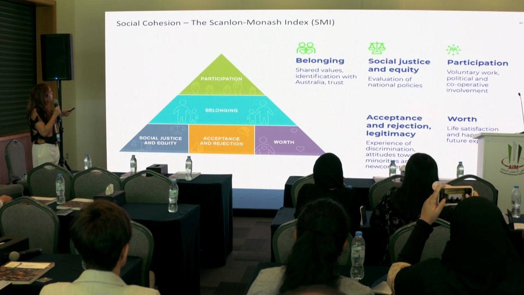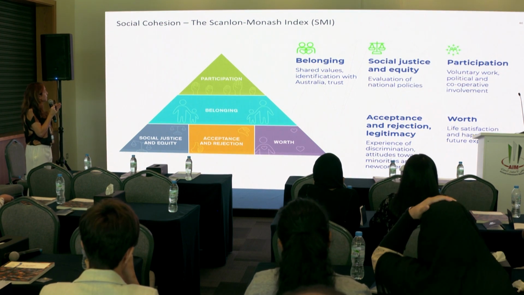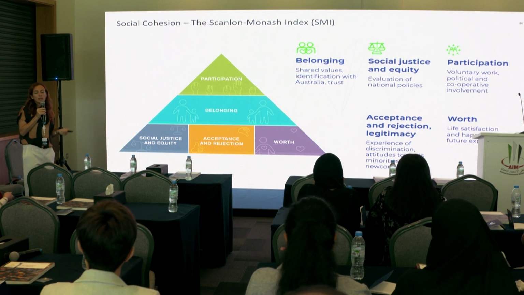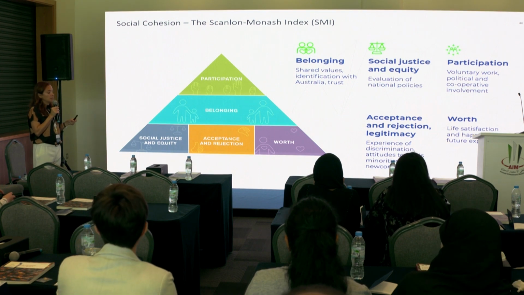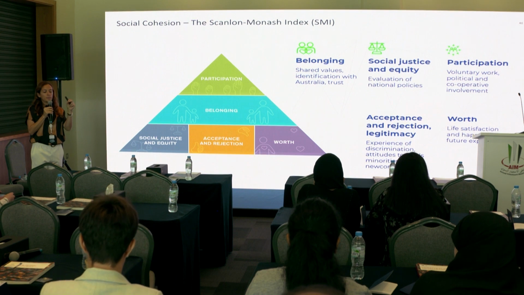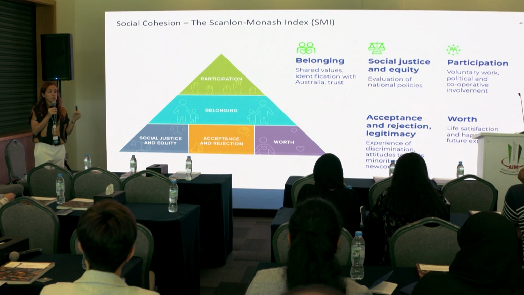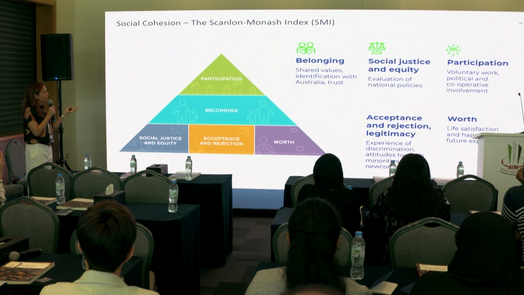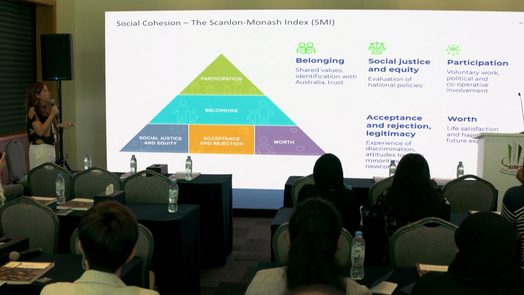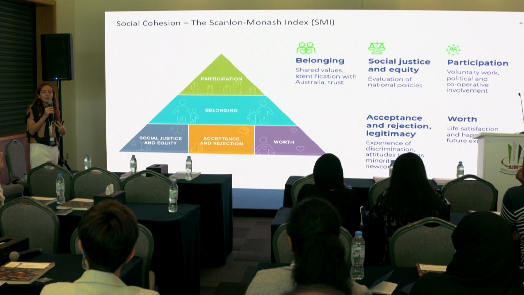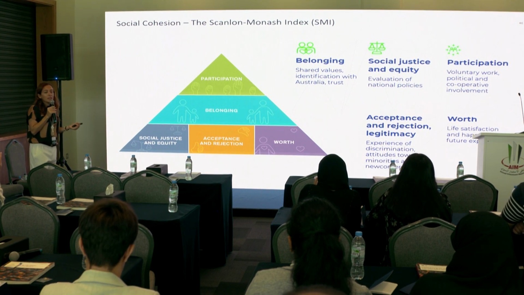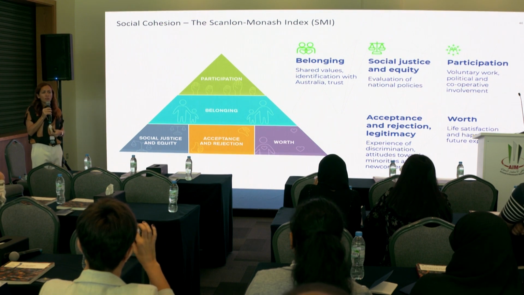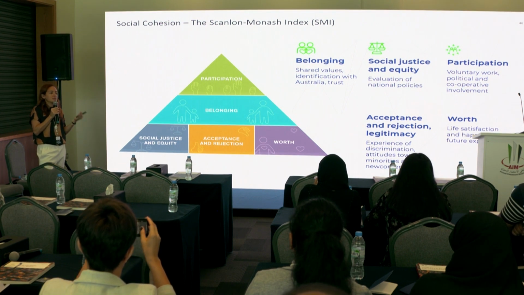So this is an index looking at social cohesion. It was done between a university in Australia and a research institution that looked at measuring the different indices in 18 different cities around Australia. And they looked at belonging, so how much is there a shared value and identification with Australia, and trust in the government, in the country, in the mayors, in the city stakeholders. The social justice and equity, so looking at their national policies, does this actually offer equality to everyone? Do these policies apply to everyone?